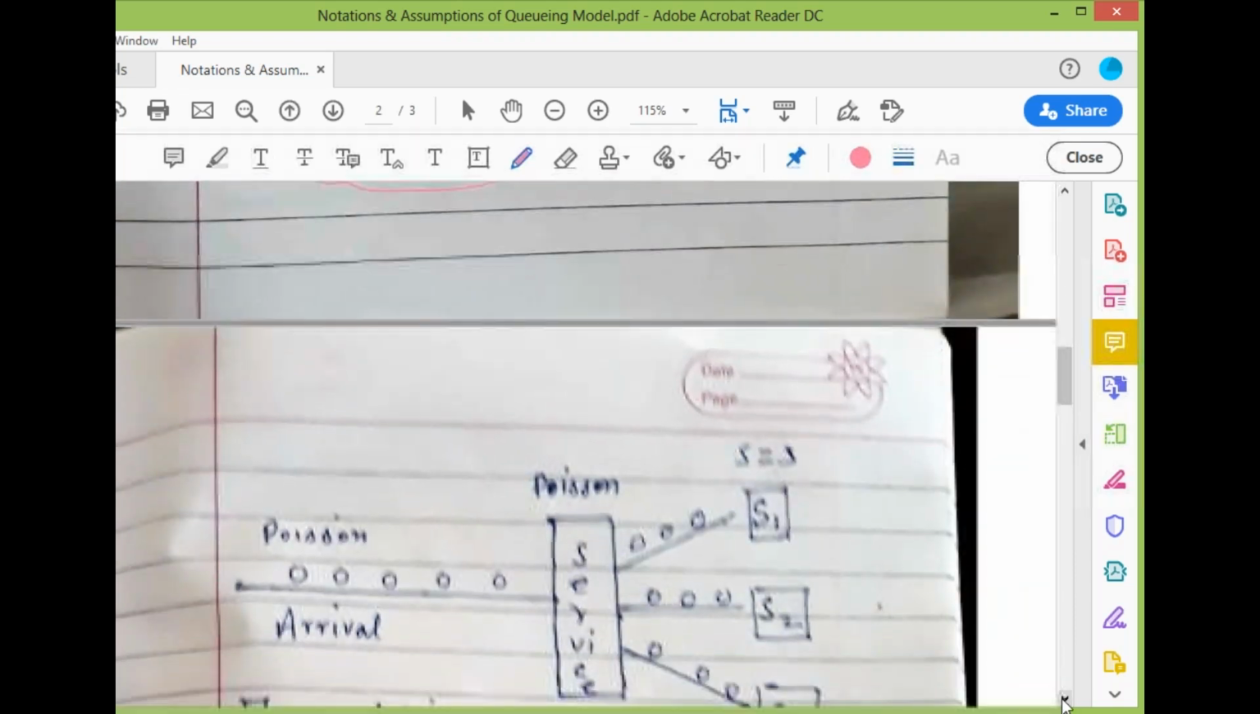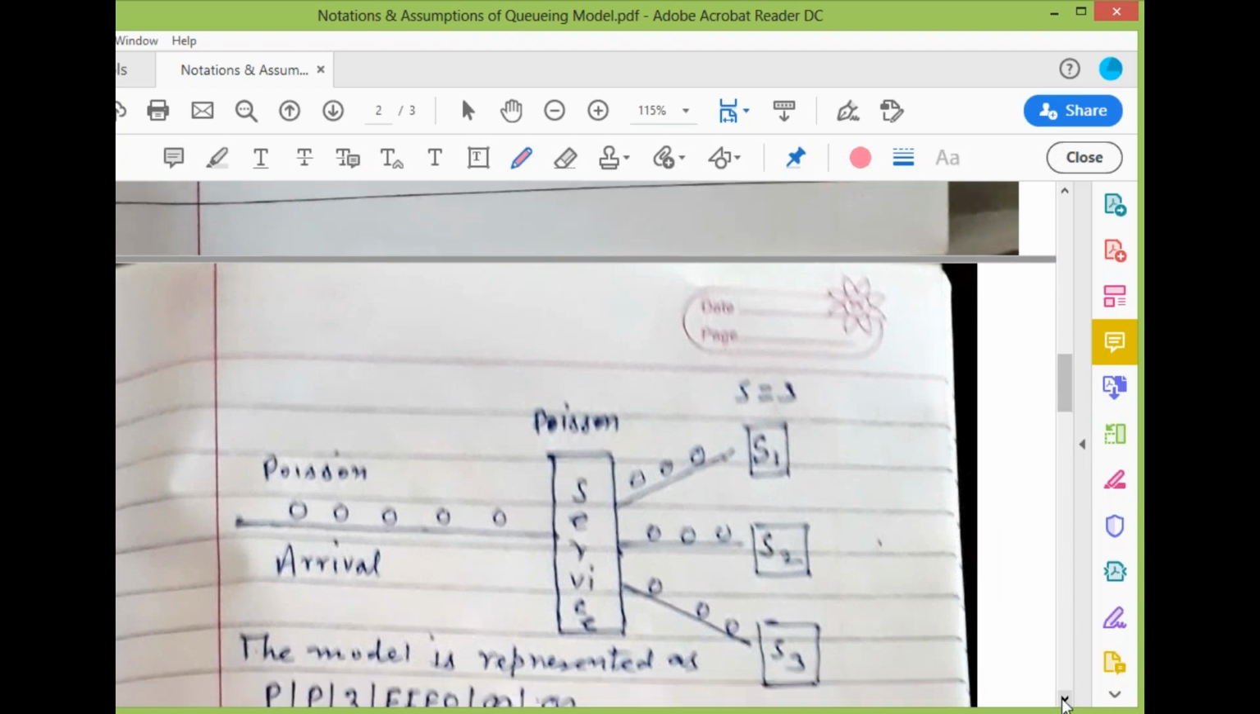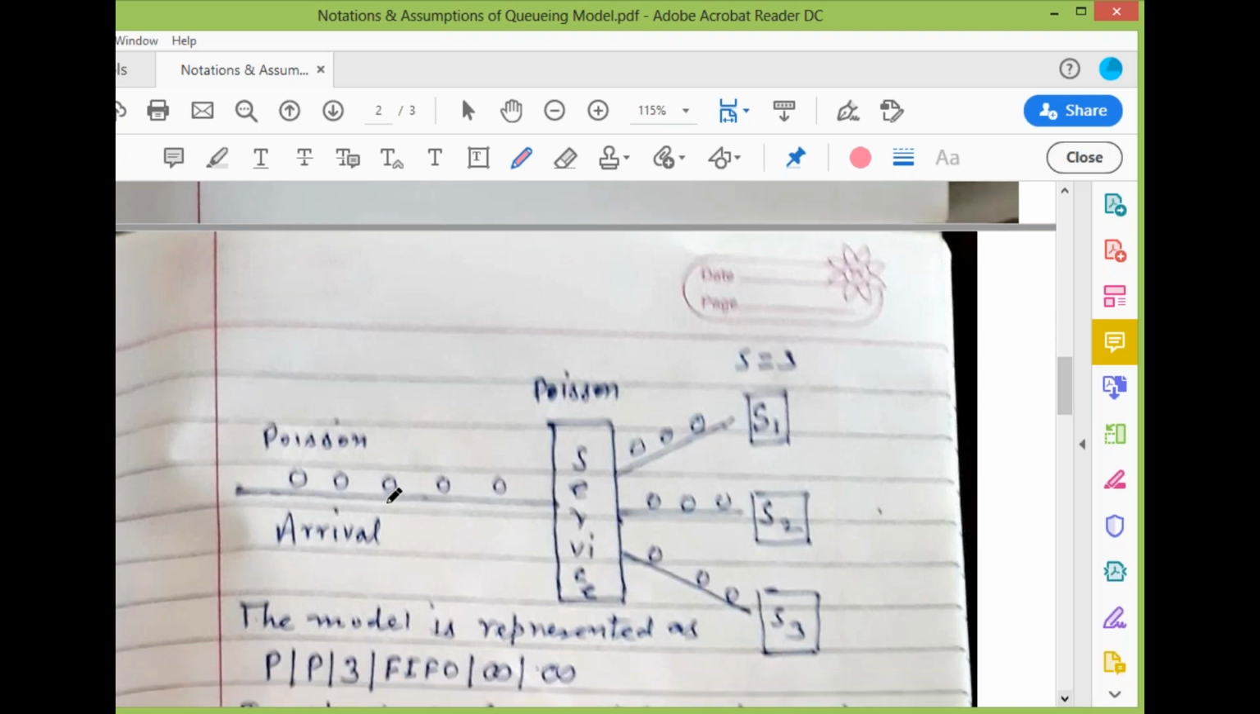So look at here the structure, architecture of the queuing model. This is the architecture of the one queuing model. The arrival is here Poisson, and the service is here Poisson, and there are three servers. You will find three servers, S1, S2, and S3. After receiving at this channel or station, the servers are divided in three rows, and they have joined three servers.